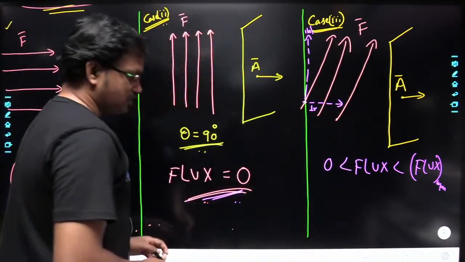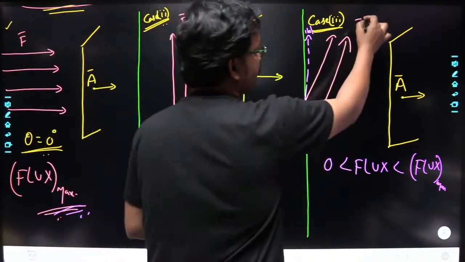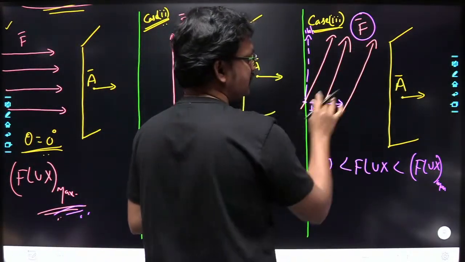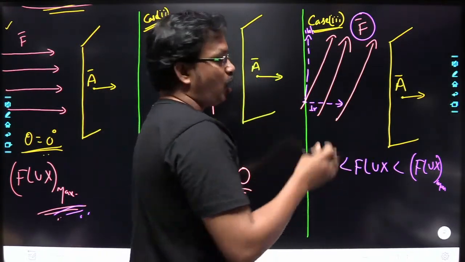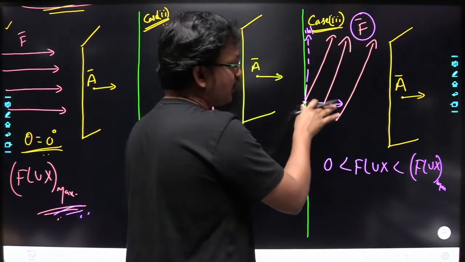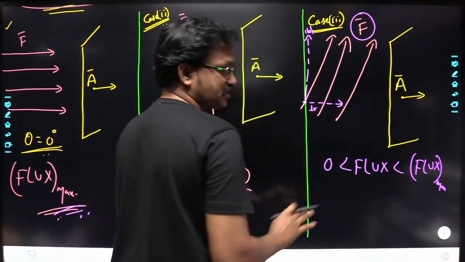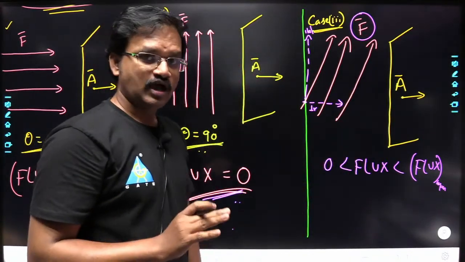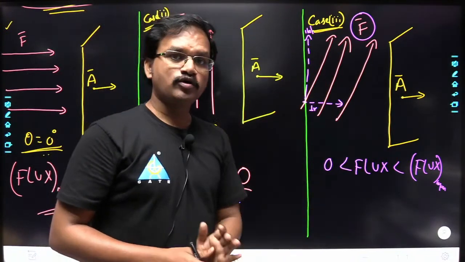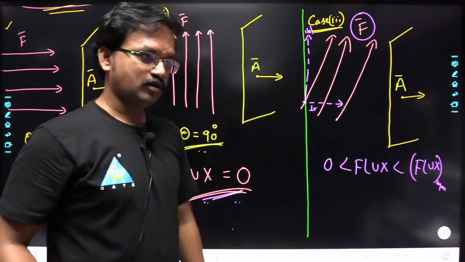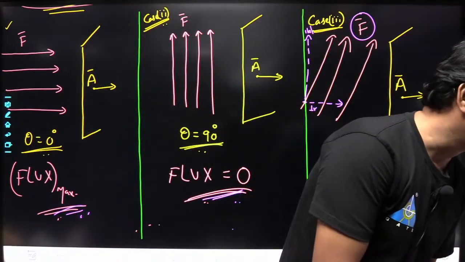So the conclusion we can make here is that only the component of the vector field that is perpendicular to the surface is going to contribute to flux. Or I can say only the component of the vector field along the direction of the surface normal is going to contribute to flux. The component of the vector field that is parallel to the surface is not going to contribute to any flux. I hope it is understood here.